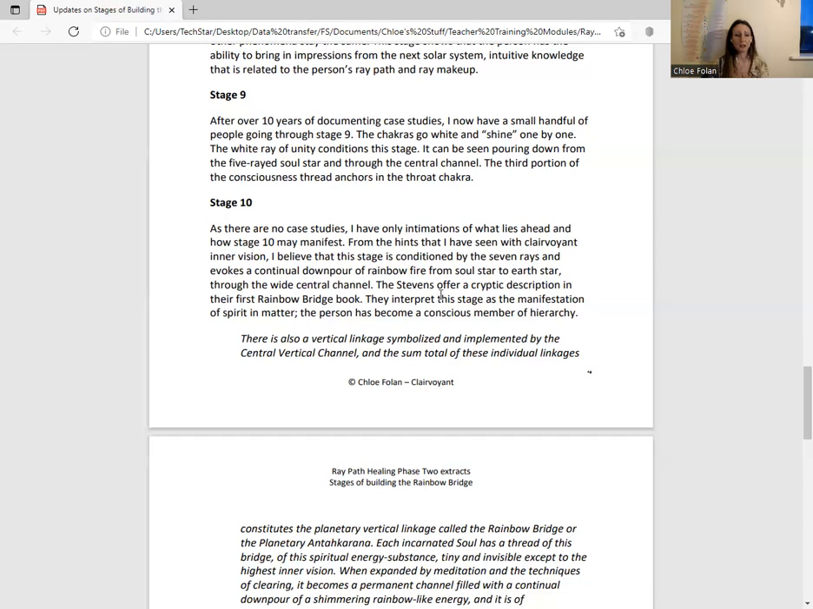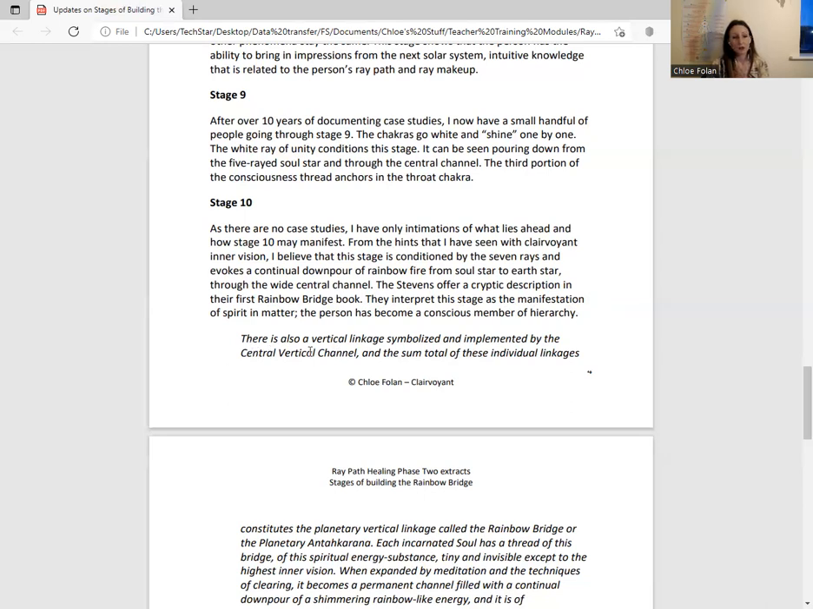So I had chalked it down to the Stevens seeing things differently to me, because that can happen, but no. So this is why I got excited. The Stevens offer a cryptic description in their first Rainbow Bridge book. They interpret this stage as the manifestation of spirit and matter. The person has become a conscious member of hierarchy.